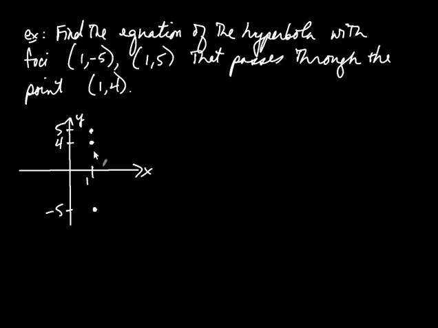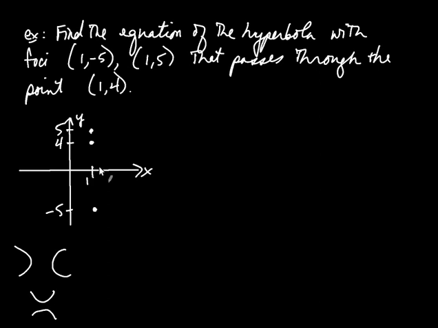Now you can see where the foci are. Remember, a hyperbola either opens left and right, that is, the branches look like this, or the hyperbola opens up and down, so like that. Now, of course, the foci and the vertices lie along either a horizontal axis or a vertical axis.